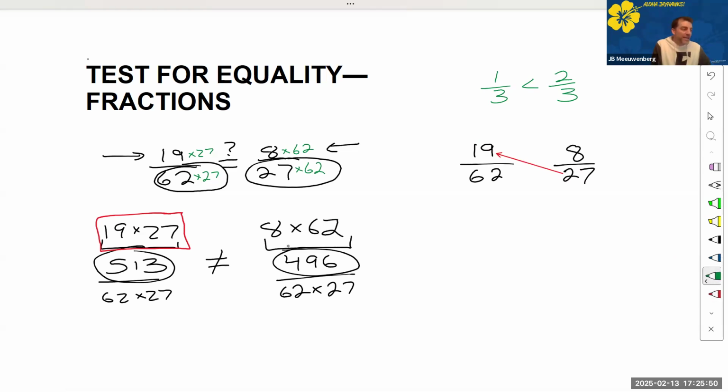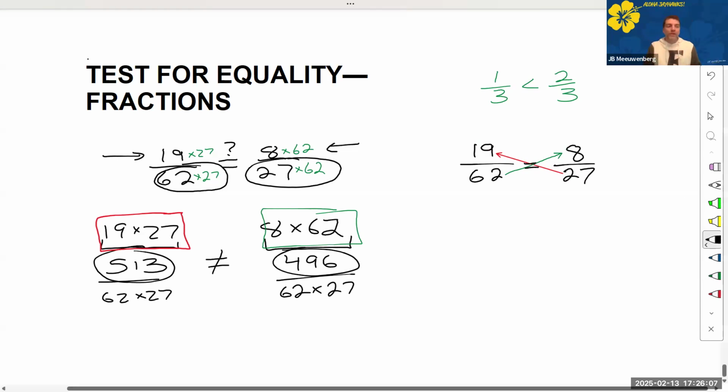And this product here was really this numerator times 8, this denominator times 8. So when we are trying to determine whether two fractions are equal, we can use what we call their cross products. Cross products.